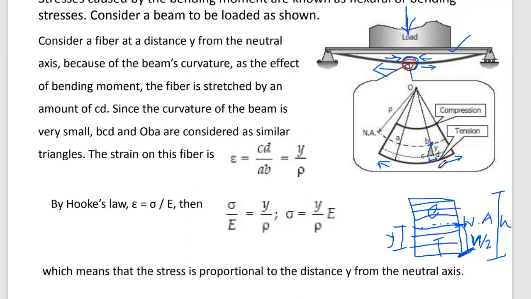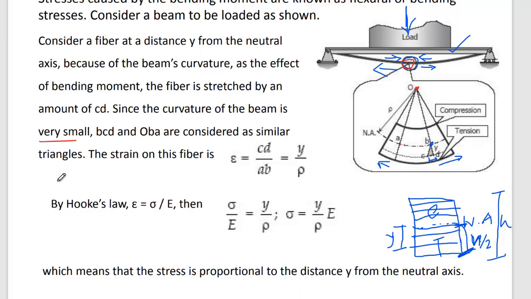That time you get different triangles. Since this is very small, we consider BCD as a triangle. Then OBA, where capital O is the origin of the curvature. I think you have the basic geometry. So OBA is another triangle. These two are considered similar triangles. Why? Because you can see OB and BD are in the same line of action, so the slope and everything is similar.